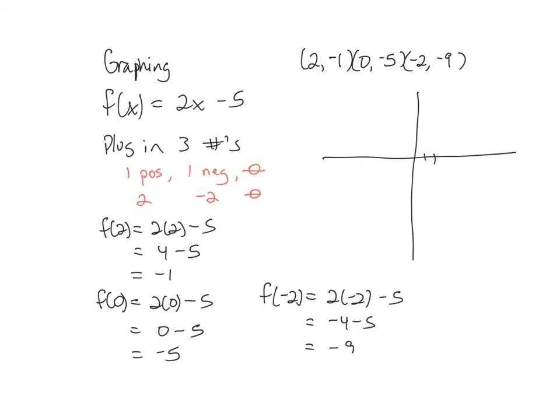So (2, -1), (0, -5), and (-2, -9). And if I did it right, they should all line up.